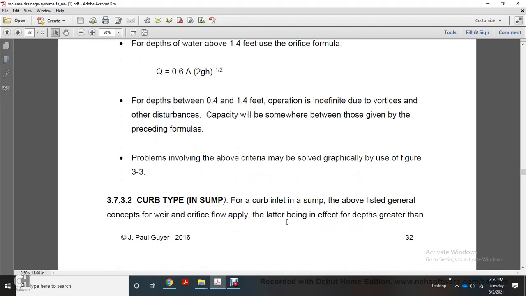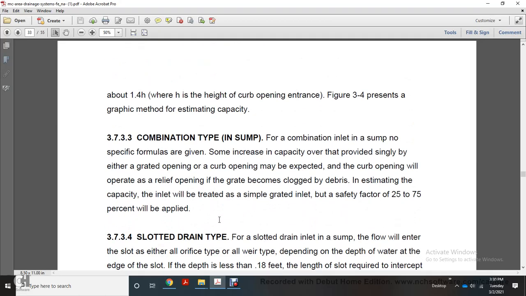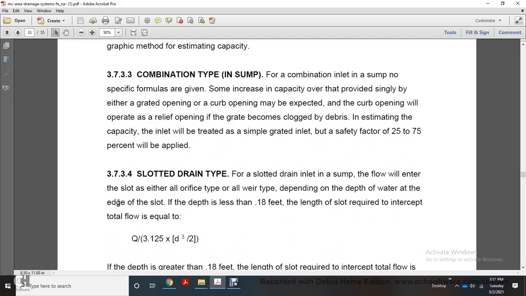Curb inlet type and sump. For the curb inlet sump, the general concept of weir and orifice flow applies, with orifice flow in effect when the depth is greater than about 1.4 H, where H is the height of the curb opening. Figure 3-4 presents a graphic method of estimating capacity. Combination type and sump. For the combination inlet sump, no specific formulas are given; an increase in capacity over that provided singly by either the grate or curb opening may be expected. The curb opening will operate as an orifice when the grate becomes clogged with debris. Estimate the capacity as a simple graded inlet, but a safety factor of 25 to 75% will be applied.